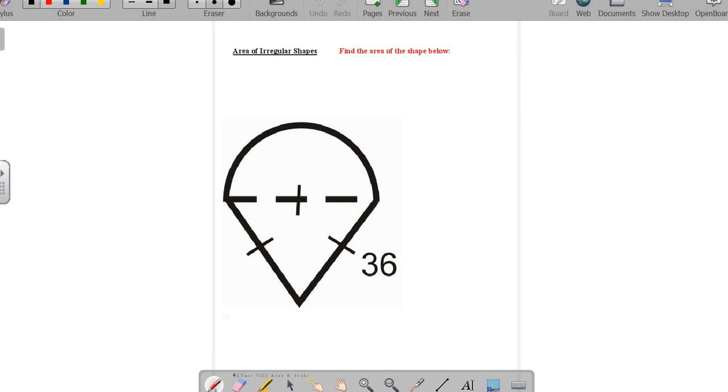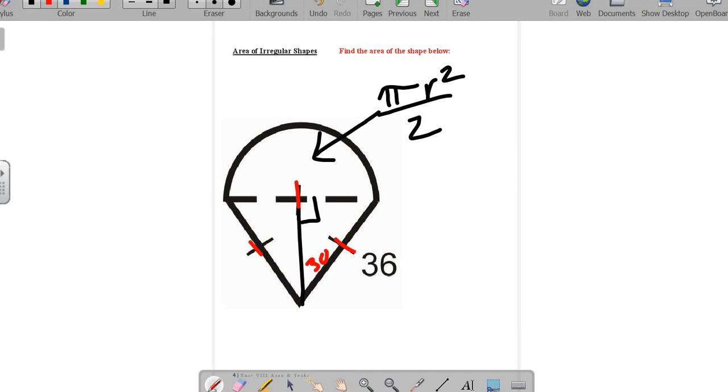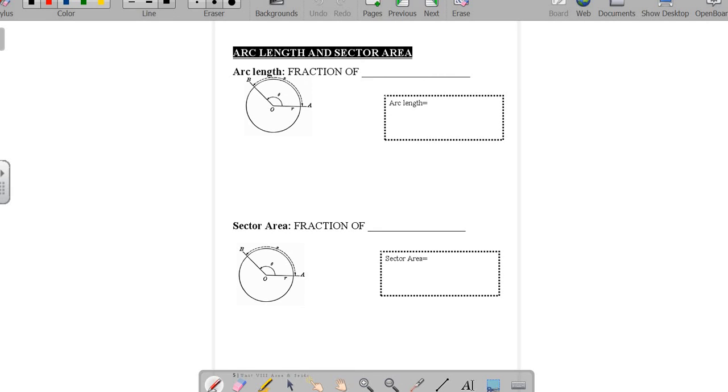This would be a composite shape, so how would you find the area of this? This would be pi r squared over 2. This one, I drop down the hypotenuse. All 3 sides are equal, and I have another 30, 60, 90.